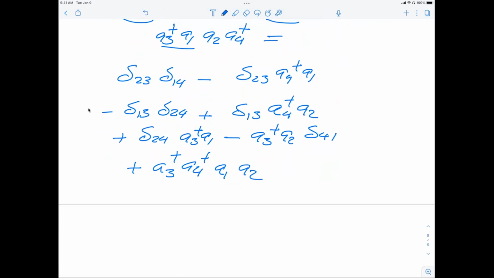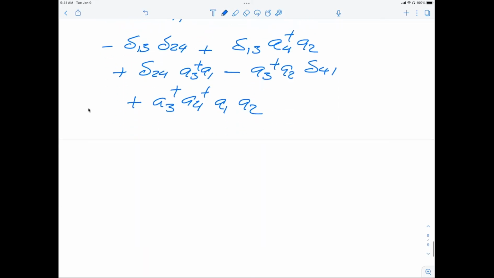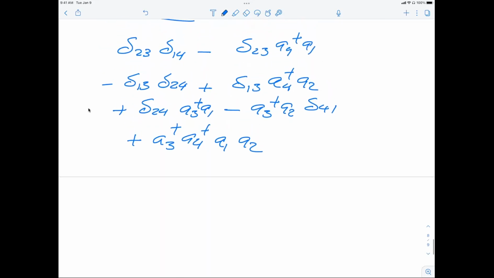So as you see now, there are only two terms which survive here, right? This gives different from zero, and this is different from zero. All the rest, when they act on a vacuum state, give zero. So can we generalize this? So let's take a look now. So let's look at the terms.